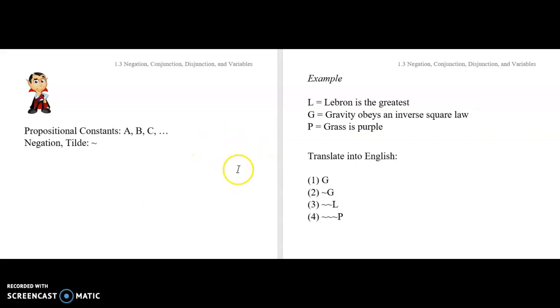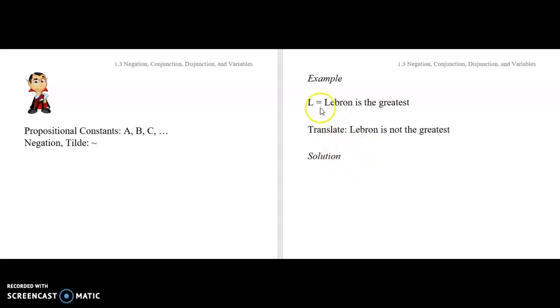One thing I should point out while we're doing this is that it's conventional for us to always put nots at the end of sentences. Here's what I mean by that. Let's suppose L is LeBron is the greatest, and you're supposed to translate the sentence LeBron is not the greatest. Some students might just say, I'm going to have a sentence G, and it just equals LeBron is not the greatest.